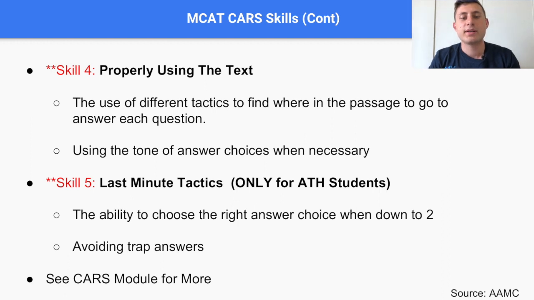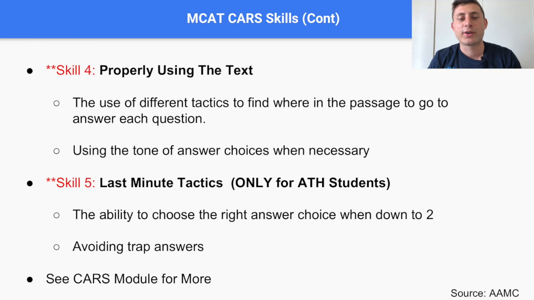So as you can see here, skill 4 and skill 5 are highlighted in red, and that's because they are not AMC skills, they are ATH Med Prep student skills. And a lot of students struggle with CARS. Like I said before, it's one of the hardest sections on the MCAT, and usually gives students who have strong science backgrounds a difficult time. These 2 skills, if you can master them, you're going to have a much better chance to do well on that CARS section.